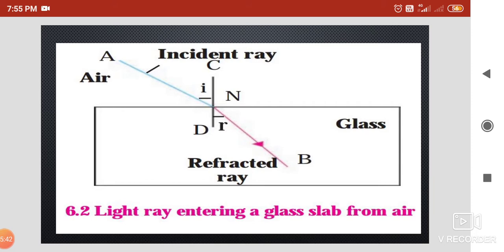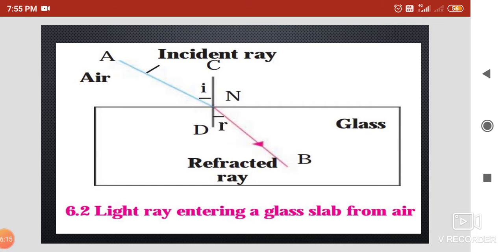That is not the law, but you can see that in reflection, the angle of incidence and the angle of reflection were the same. But in refraction, angle I and angle R are not the same. Angle R is smaller than, or different from, angle I. So the incident ray, the refracted ray and the normal again lie in the same plane.